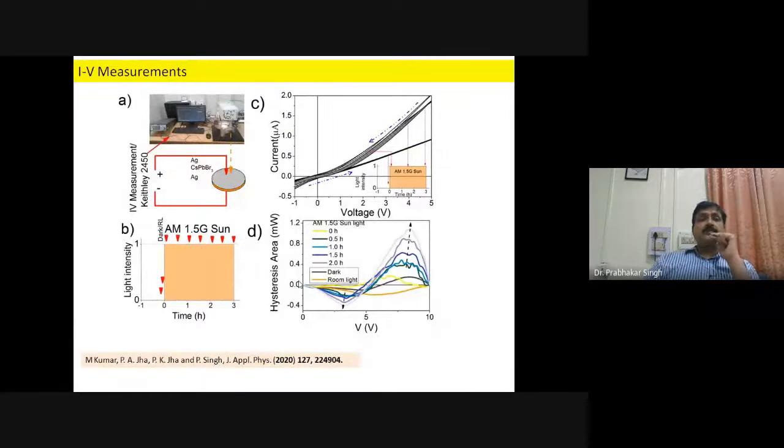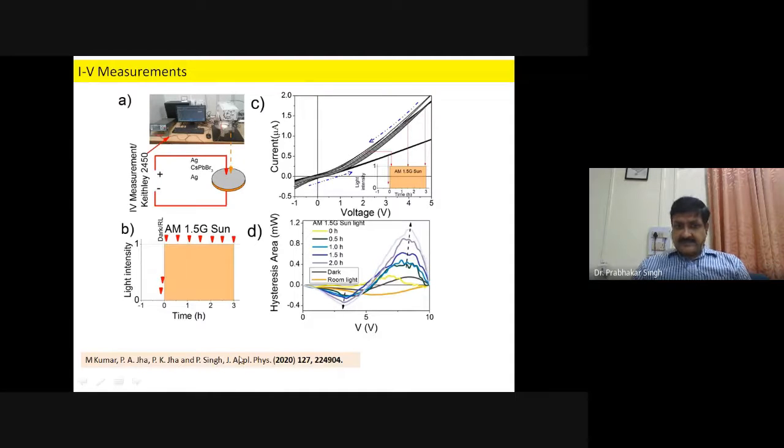So now we made the IV measurement on the pellets, and we found that even in the bulk sample of CsPbI3, photo degradation is observed, as evident from the increase in the hysteresis area. What we did was take the sample and put light on it at half hour intervals. Up to 3 hours we took six measurements and plotted them at different times, and we found that the hysteresis area increases. We have plotted the hysteresis area here.